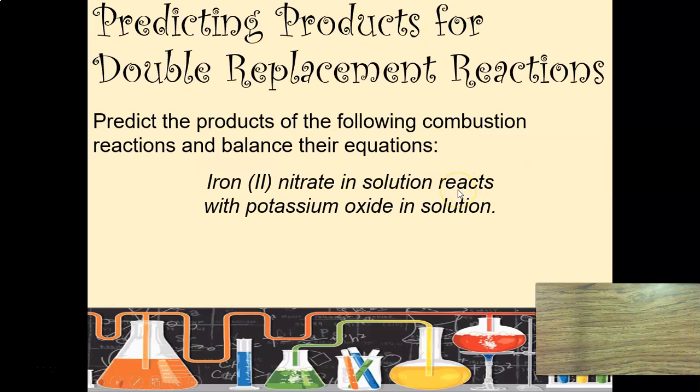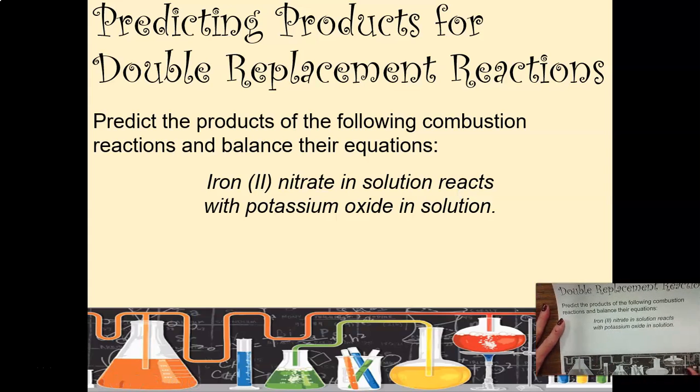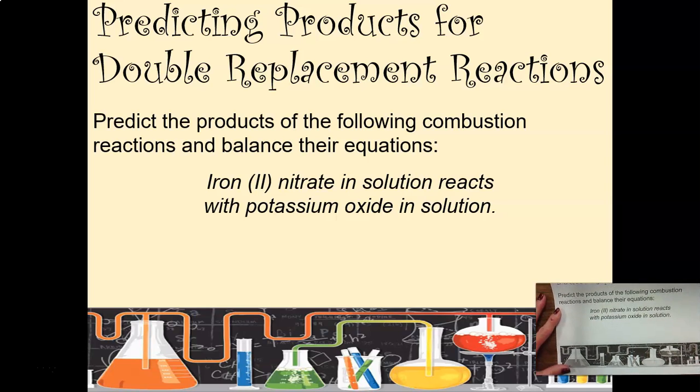So we're going to predict the products of this reaction. Let's see. I've got it right here. Iron 2 nitrate in solution reacts with potassium oxide in solution. So let's go ahead and write that reaction. Iron 2 nitrate. So iron is Fe. That 2 means that it has a +2 oxidation number. Nitrate is NO3, and it has an oxidation number of -1. So those are going to be crisscrossed for my first formula.